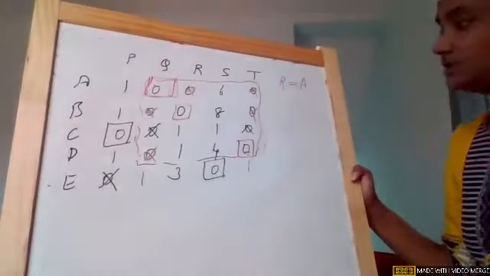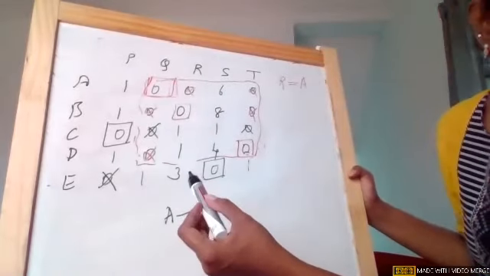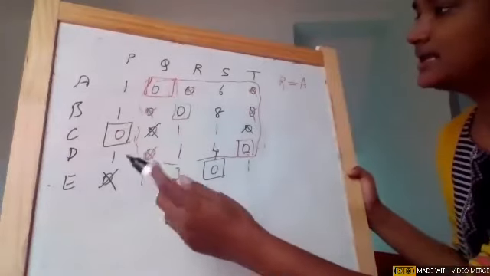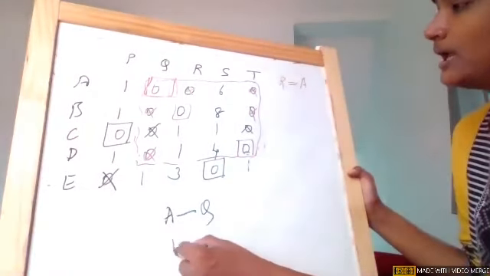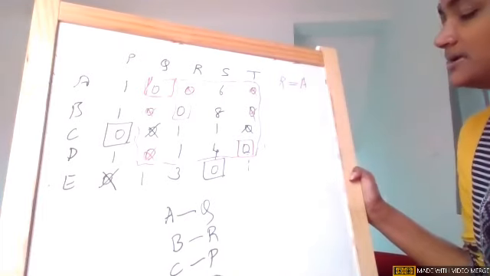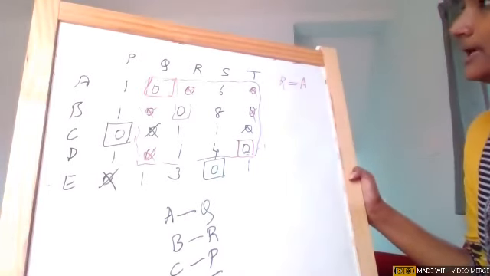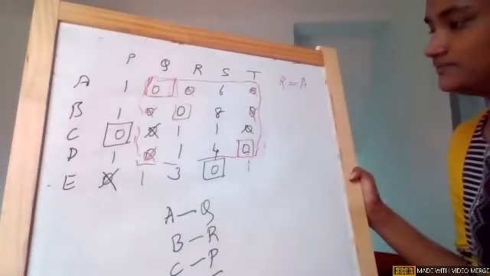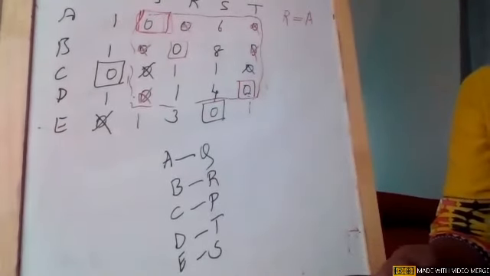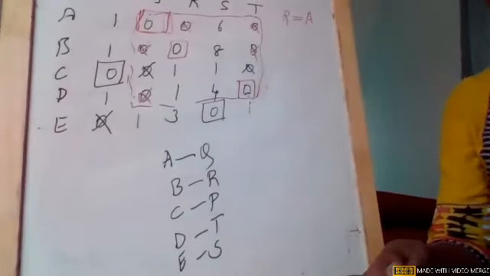My solution is: A, B, C, D, E, I think they are typists, and P, Q, R, S, T are jobs. Job Q is assigned to typist A. R job is assigned to B. P job is assigned to C. T job is assigned to D. And S job is assigned to E. So this is how we got the assignments, and when I total them, it is 73.